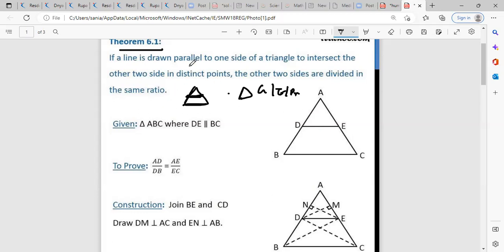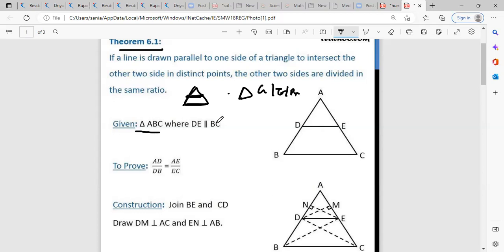Then you have to write what is given to you. A triangle is given to you. This is a triangle ABC, right? And over here, DE is parallel to your BC. This is given, very, very important. No matter what, you have to write given, you have to write to prove. Okay, given is done.